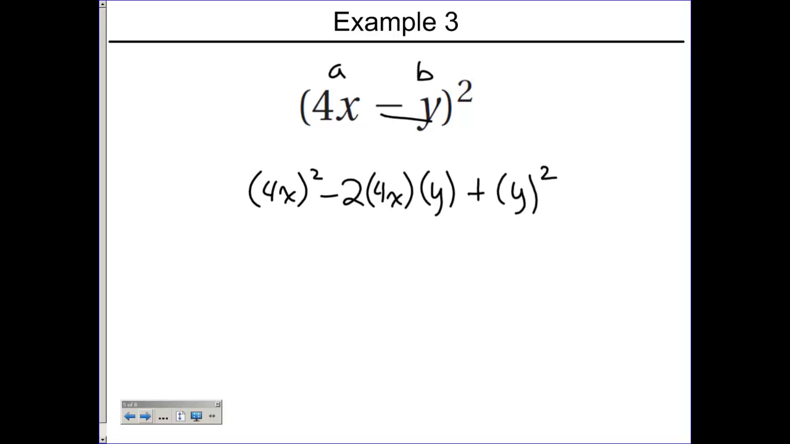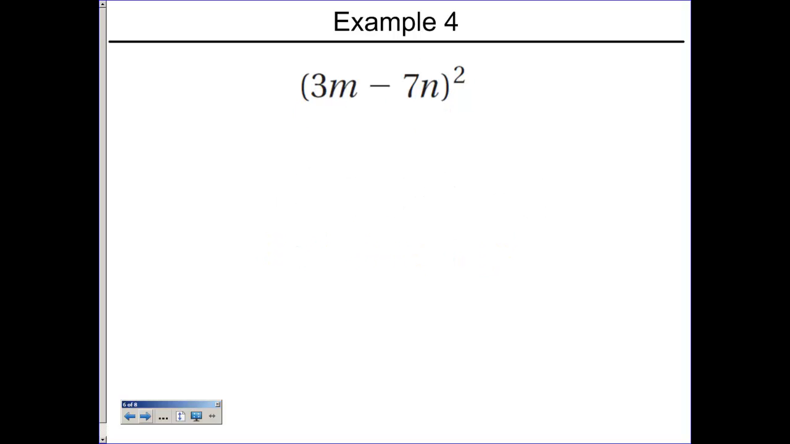And we're going to square our first one. 4x to the second power is going to give us 16x squared. 2 times 4 times 1 is negative 8xy. And then we have a plus y squared at the end. And it's really that easy.